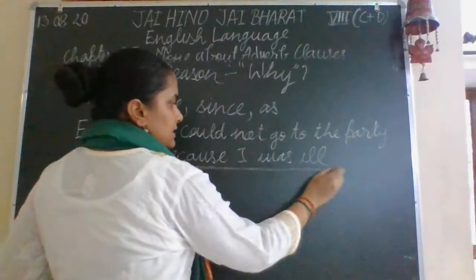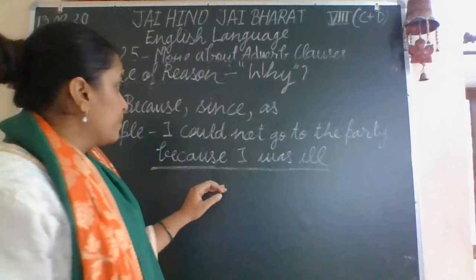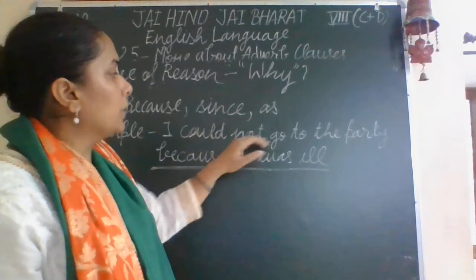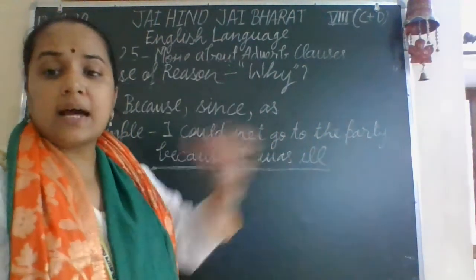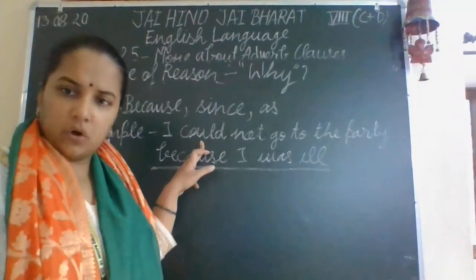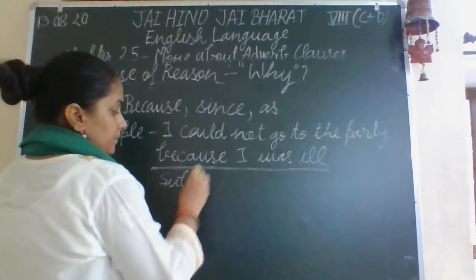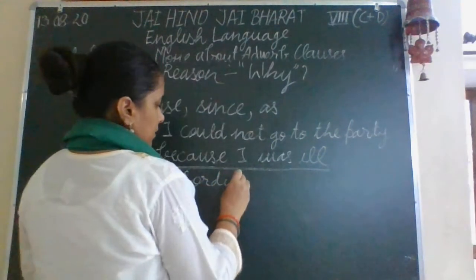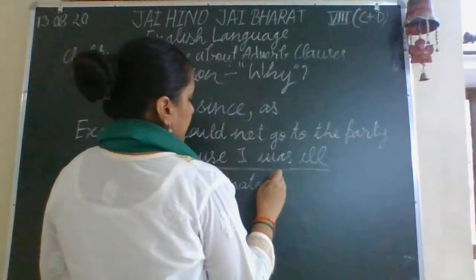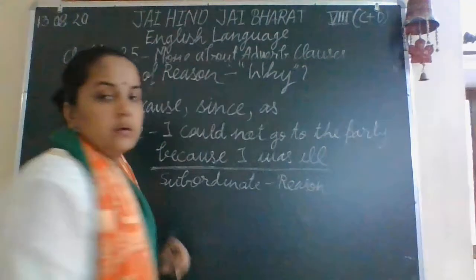Here, this is the subordinate clause because it cannot stand alone. And I could not go to the party is a complete sentence. That is why it is the main clause. This is the subordinate clause of reason.